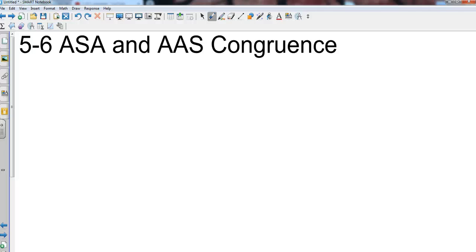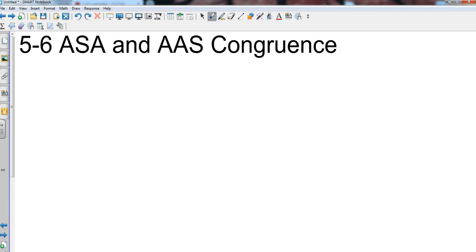Okay, Geometry, Chapter 5, Section 6. Now we're going to look at angle side angle congruence and angle angle side. We are going to get back to that included word again in the angle side angle. Notice in 5-3 we did side angle side, so it's kind of just opposite. In this case, the side is included in between the two angles.